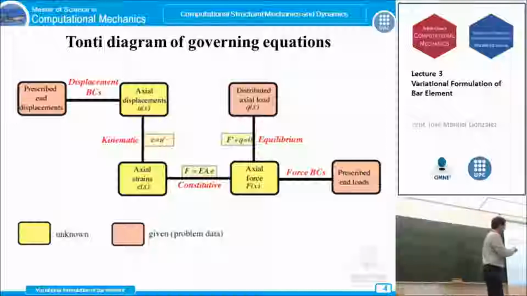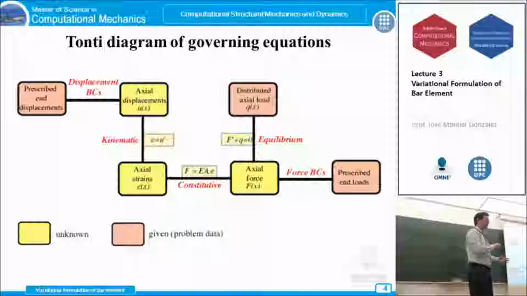These axial forces must assure the equilibrium with the distributed axial force applied in the bar element. So we have a governing equation including the equilibrium condition, and here on the right side we have the boundary conditions on force. So our unknowns are the yellow squares, and the given problem data that we have at the beginning are the prescribed displacements, the distributed load, and the prescribed end load.